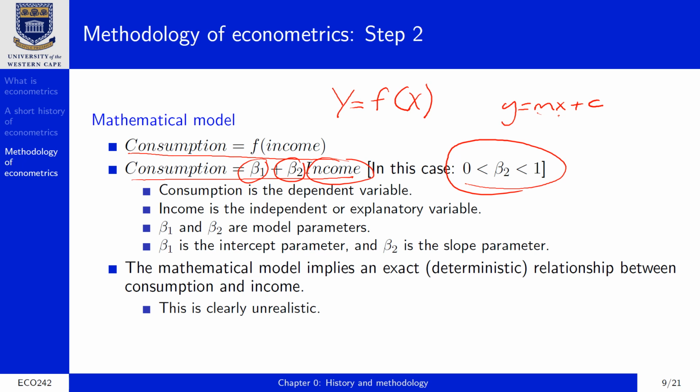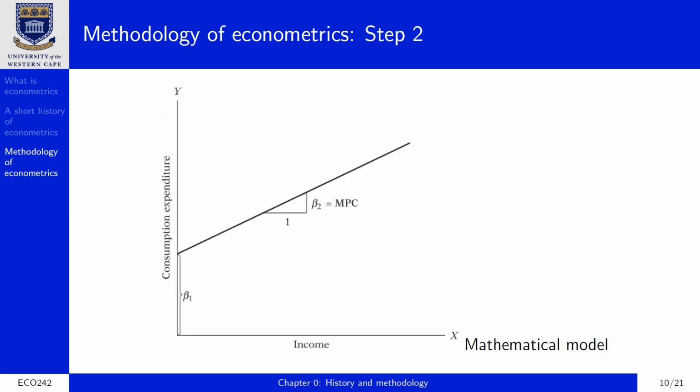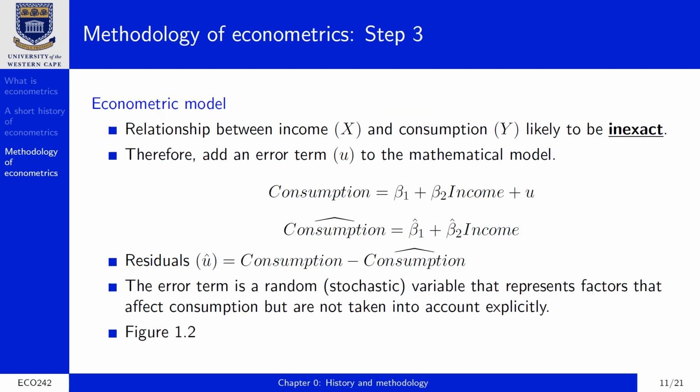Now this model tells us that there is an exact relationship between consumption and income. That relationship is linear. Now we know that it's not always the case that we can express exact relationships between economic variables. So we need to introduce some uncertainty into this model. In step 3, that's exactly what we do.